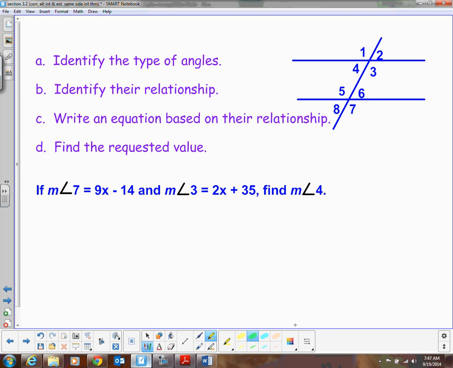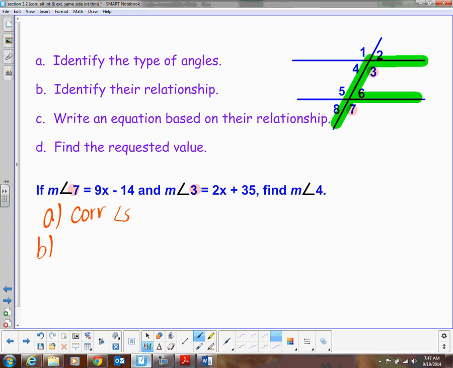Now we're going to look at angle 7 and angle 3. If we were to trace the sides, there's the side of 3. Here's the sides of 7. What letter is formed? And so what makes an F? So our angles are corresponding angles. What is the relationship? If lines are parallel, what do we know about corresponding angles? They're congruent. Based on that statement, Amanda, what is your equation that you're going to write?